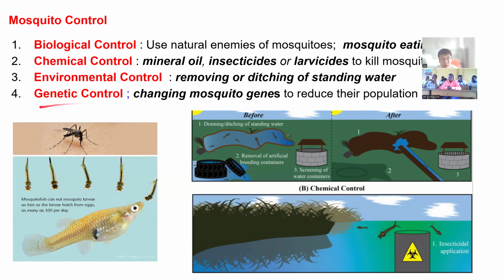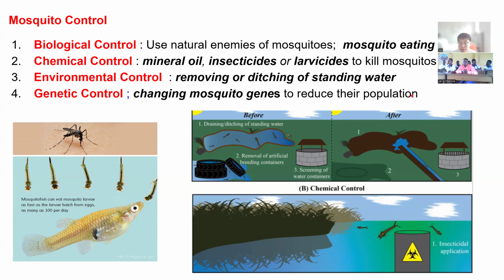The last part is the genetic control, which is about changing mosquito genes to reduce their population. So this has more to do with genetic modification of mosquitoes. These are the four different types of mosquito control.